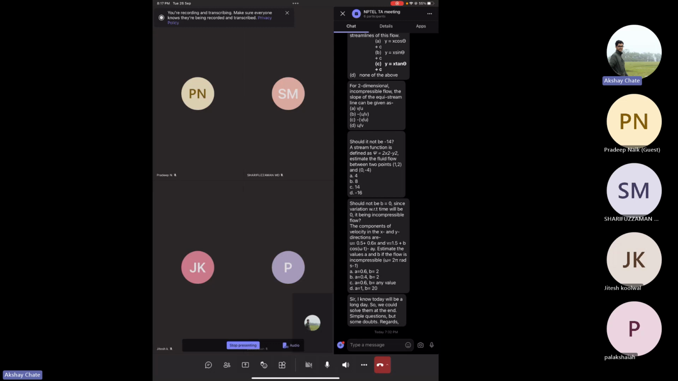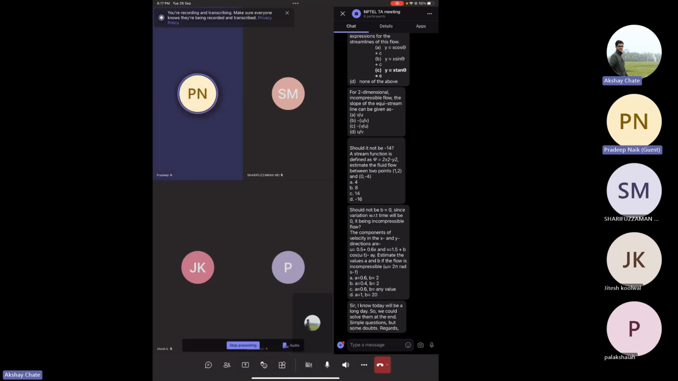It should be straightforward, no? Because del u by del x is 0.6, del v by del y is minus a, and their sum should be 0. So a should be 0.6. So a and c options are there. And regarding b we cannot say anything, right? Because it is a function of some omega into t. There is no information given about t, and it doesn't matter because it's not a function of y. So I think the C option should be correct. So we cannot take b equal to 0, sir, because there is no t anyway. T will be 0. You can take b equal to 0, but then I can ask you the counter question: why cannot I take b equal to 1?